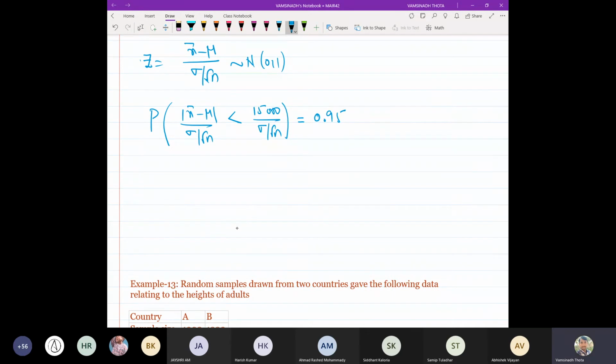And what is this one? And what is this one? Or it can also be answered in another way.